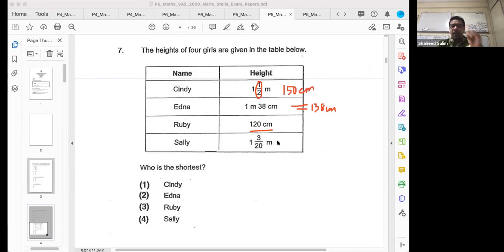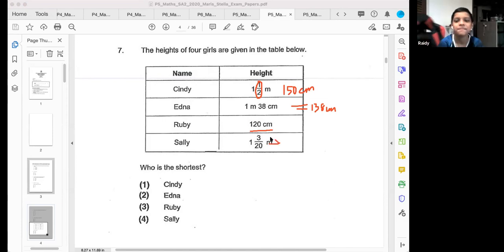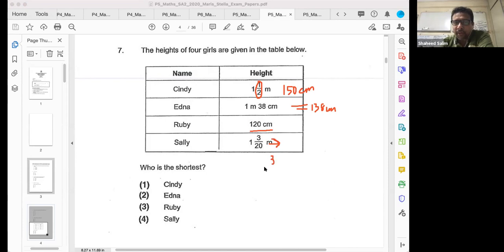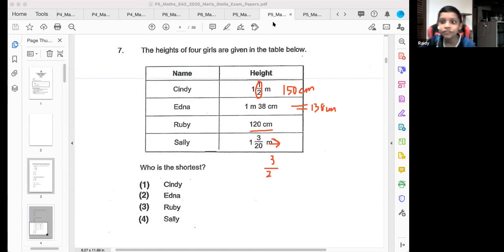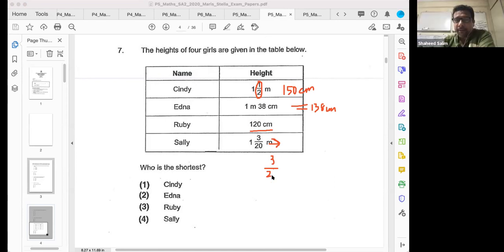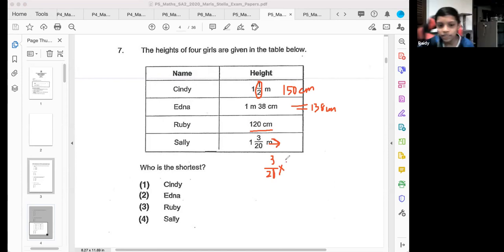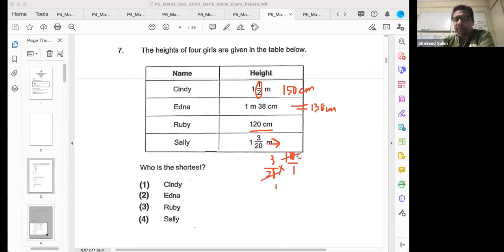Sally. Sally, is it 123? Is Sally 123? No. Let us see. So now, how do we find out? 3 over 20, you must times by 100. I just found out something. If you see 3 over 20, you take 100 divided by 20 is 5, and then you just take 5 times 3. Yes, 5 times 3, you get 15 now here, right? So this is 115 cm. Who's the shortest? It is Sally.